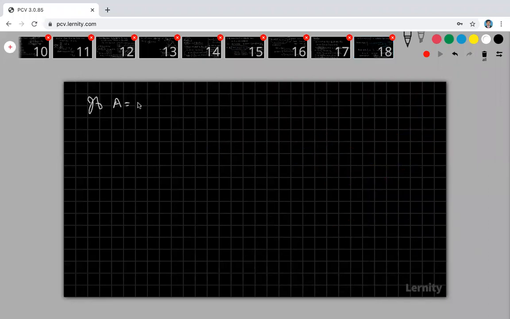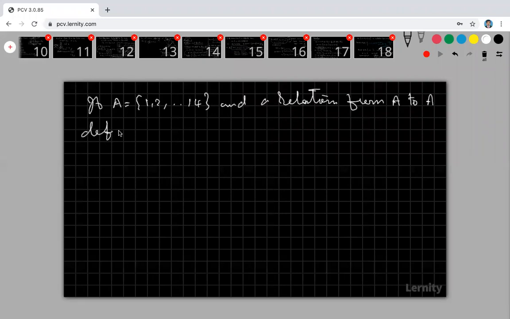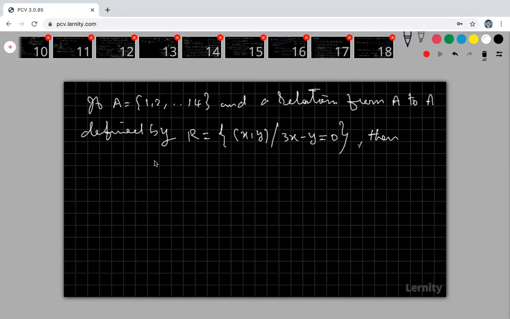If my A is equal to 1, 2, 3 up to 14, and a relation from A to A is defined by R is equal to the set of all x comma y such that 3x minus y is equal to 0. Write the domain, codomain, and range.